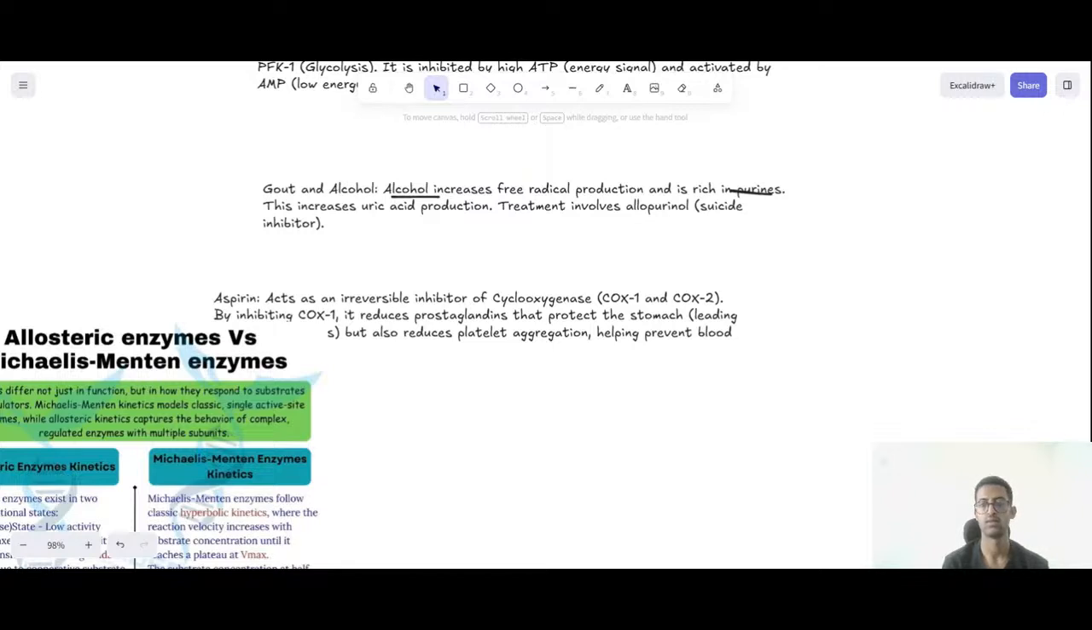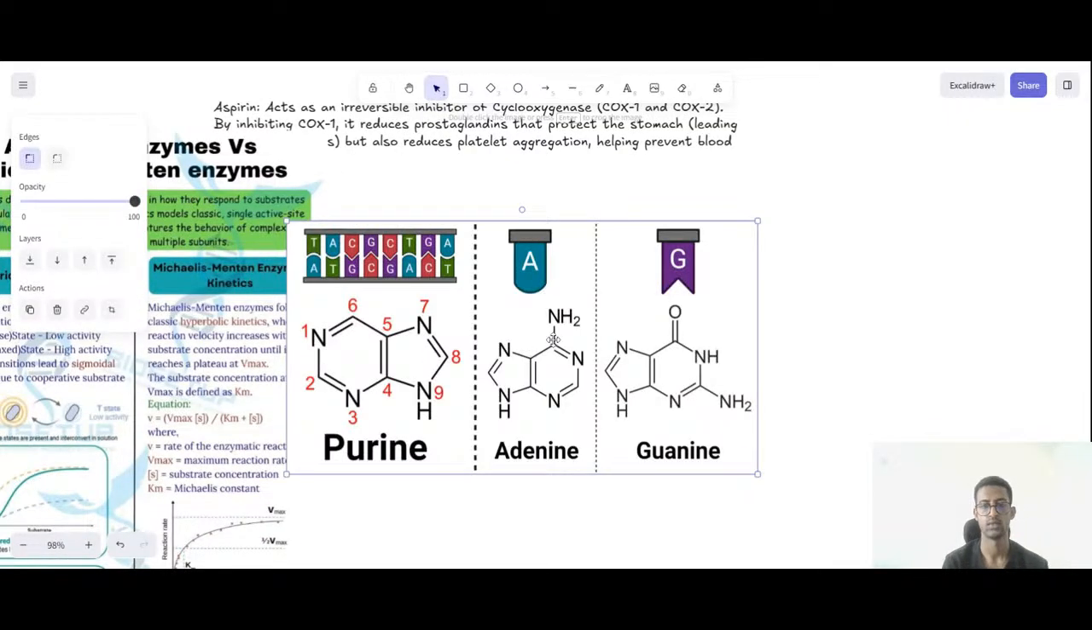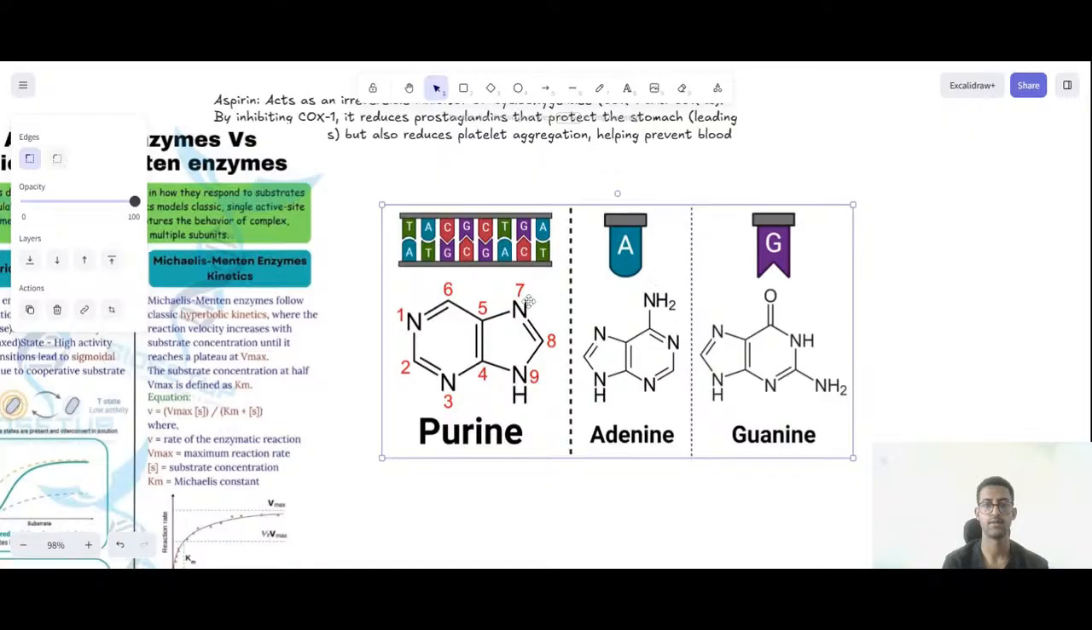Okay, so purines are like double length, pyrimidine. Raw meat has purines.